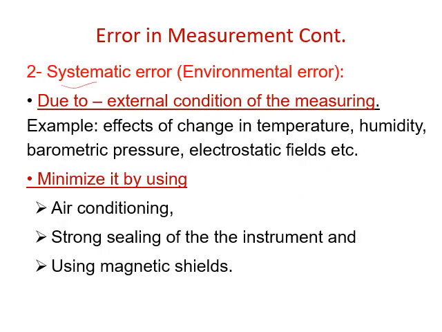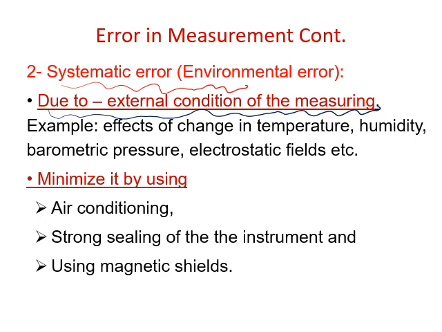Systematic error is also due to the environment, or it's environmental error. It's due to the external condition of the measuring instrument. That means the measuring instrument is prepared to work at a certain temperature, for example, or a certain pressure, but you are using it at a different temperature or different pressure.